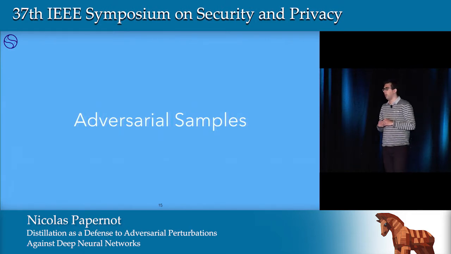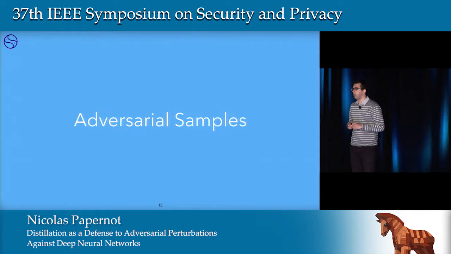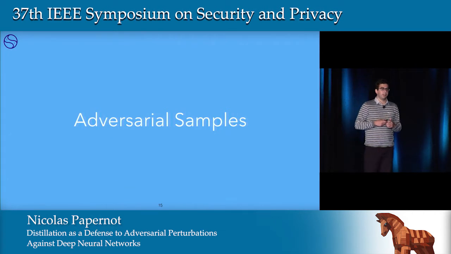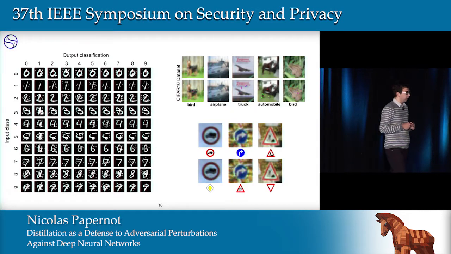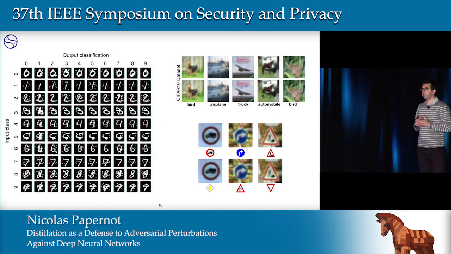However, even though neural networks perform very well on legitimate inputs, previous work has demonstrated that it is extremely easy for adversaries with knowledge of the neural network to find indistinguishable perturbations that will force the model to output a wrong class. So for instance, here on the left, you have our digit data set. On the diagonal, all the samples are correctly classified by the model. And off the diagonal you will find adversarial samples that are all misclassified by the model.